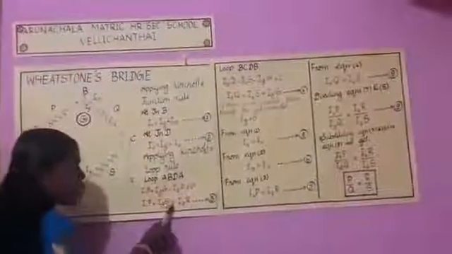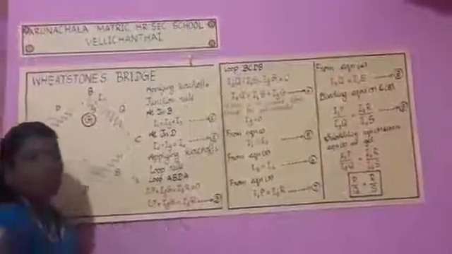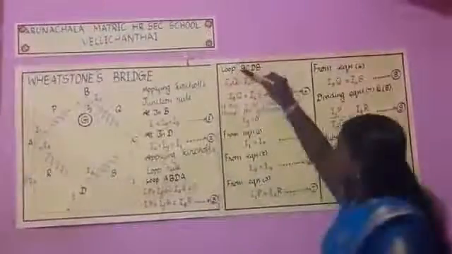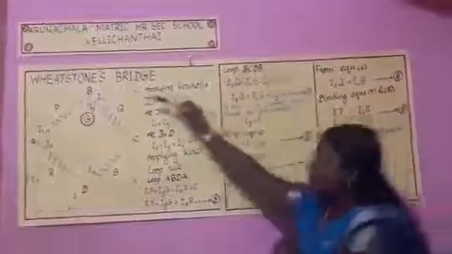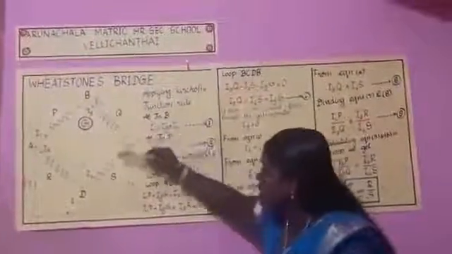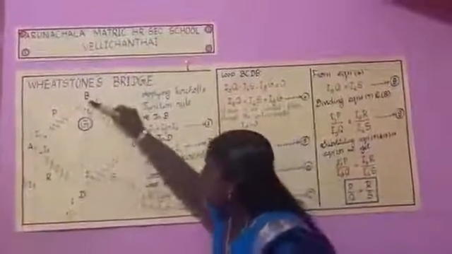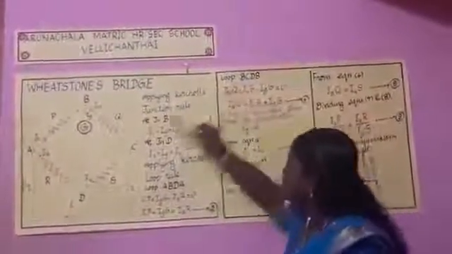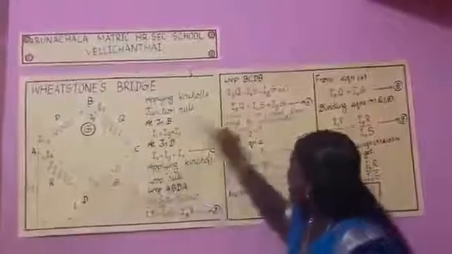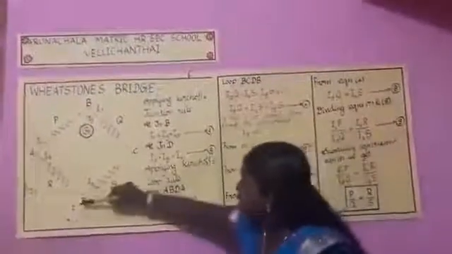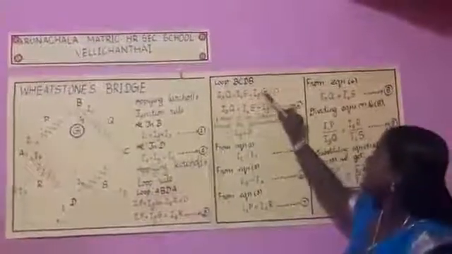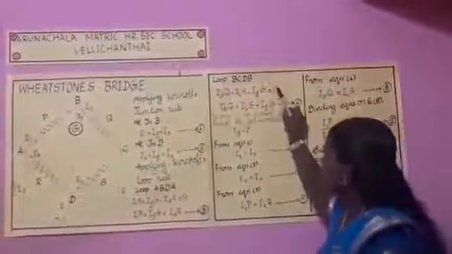So note it here: I1P plus IgG equals I2R. That is equation number 3. The next, second loop B, C, D, B. B to C, C to D and D to B. So the current I3Q, note it here, I3Q. C to D, I4S. Then D to B, IgG. So note it, I3Q plus I4S plus IgG equals 0.